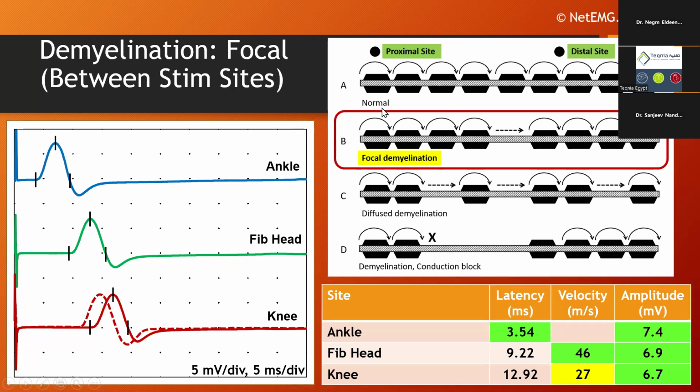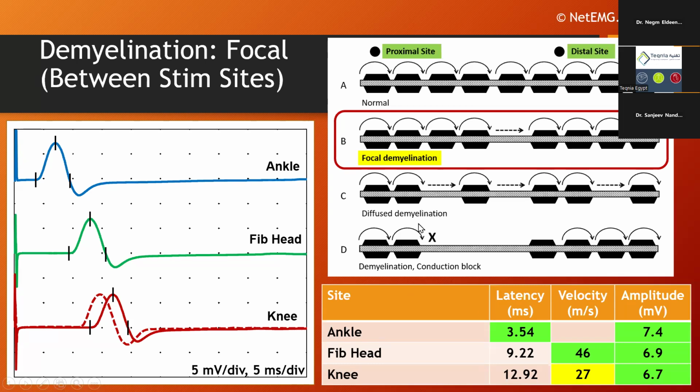When we stimulate proximally over here, we have focal demyelination. Now, the action potential slows down a little bit, but does reach the muscle. And as a result, the amplitude is still normal. However, it has to slow down as we go from the proximal to distal side. And therefore, the conduction velocity is reduced.